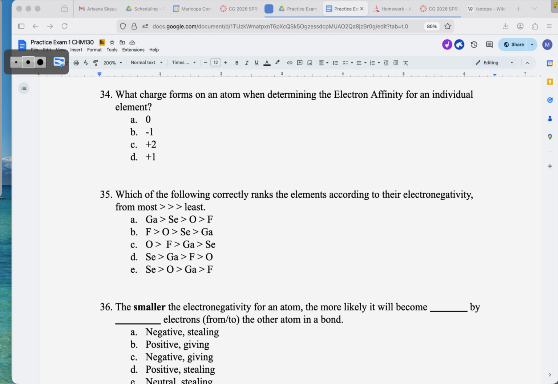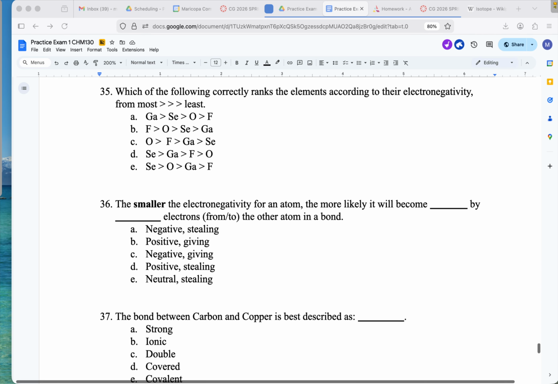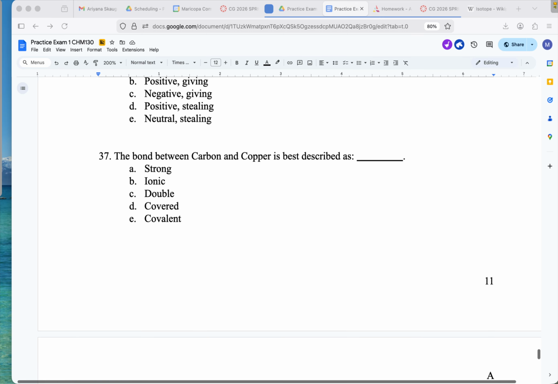Other questions? Yes. On 37, I looked up, so my thought was because carbon's a non-metal and copper is a metal, that the bond would be ionic. But when I looked it up, it said it's not.